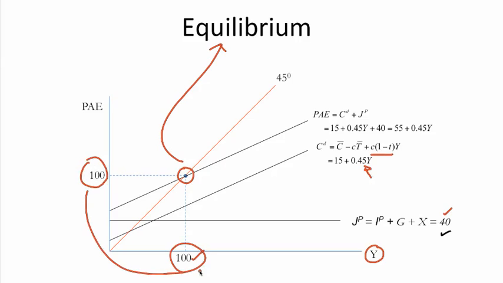So that one unique point on this diagram, the point at which the planned aggregate expenditure line cuts the 45-degree line, represents the equilibrium.